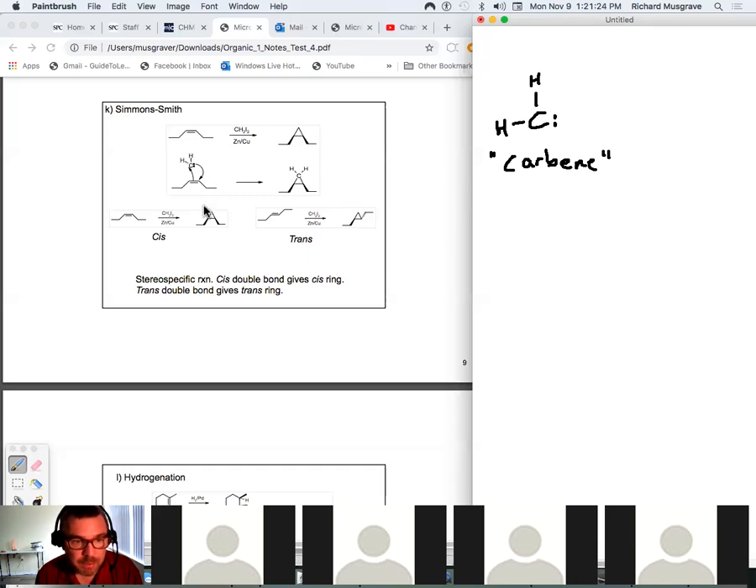But again, cis and trans. So cis double bond, cis ring, trans double bond, trans ring. Does anybody have any questions about the Simmons-Smith reaction? Okay.